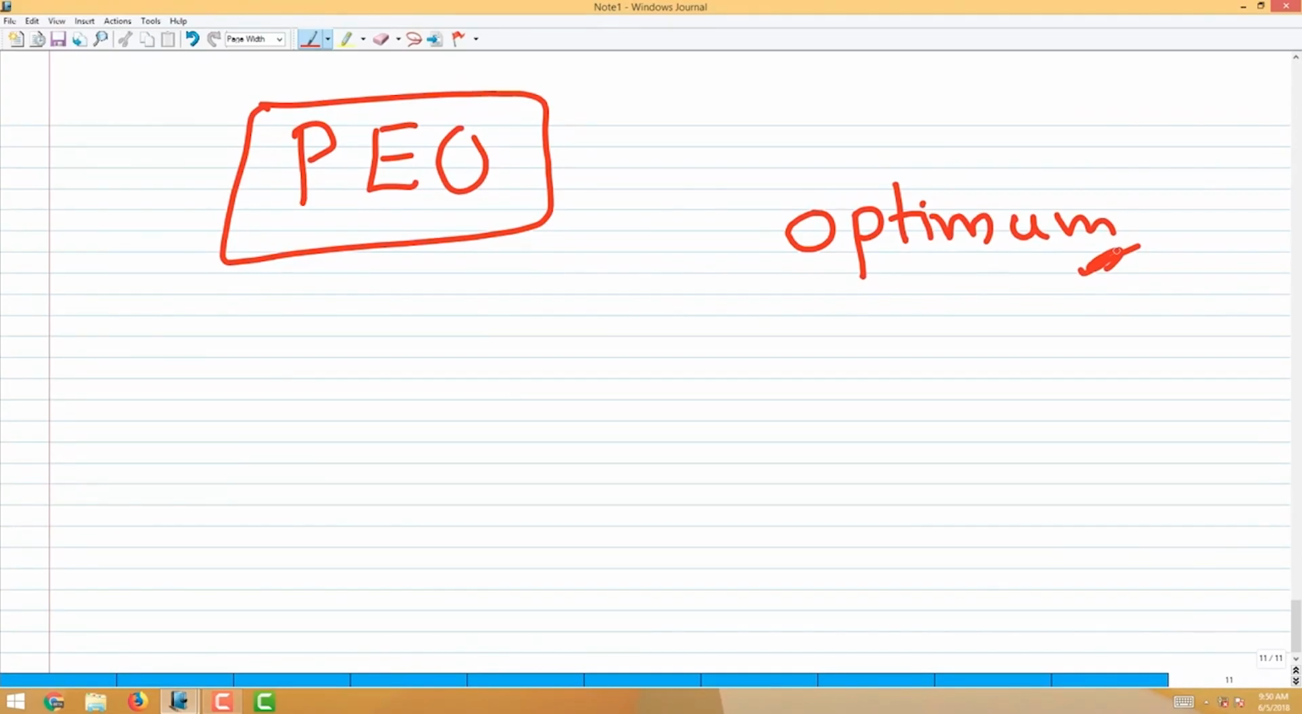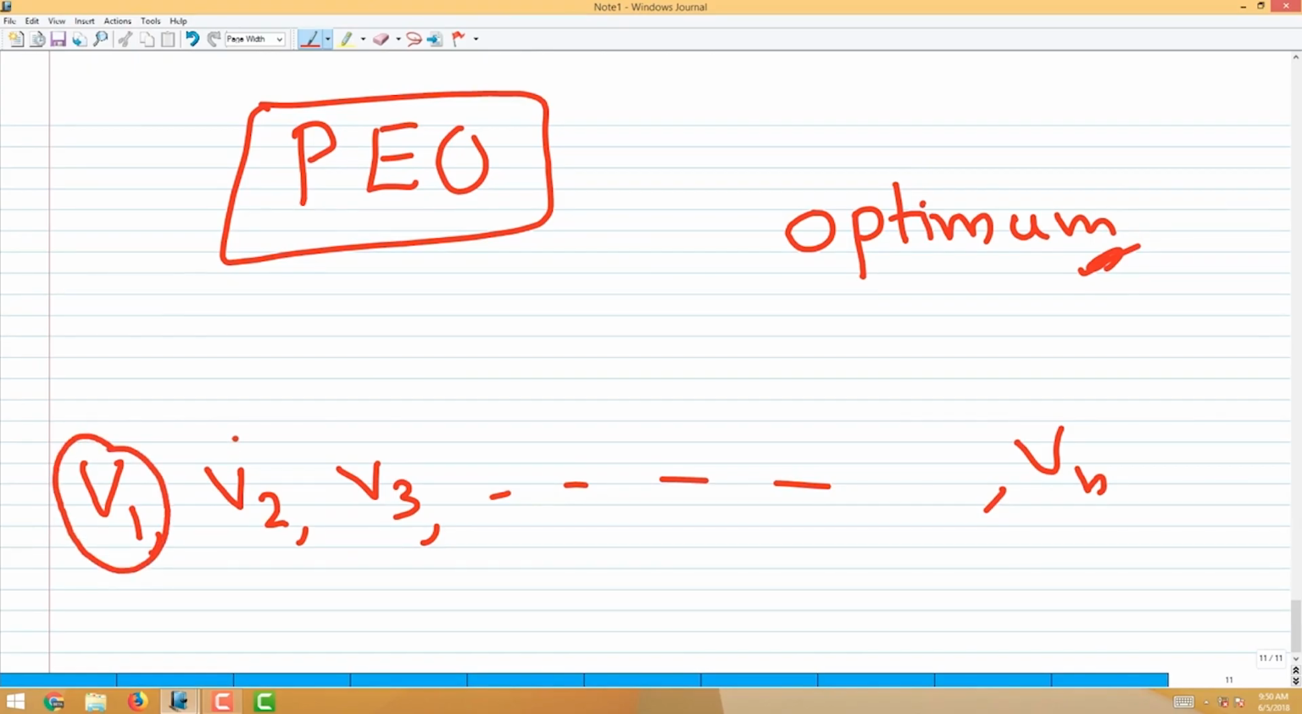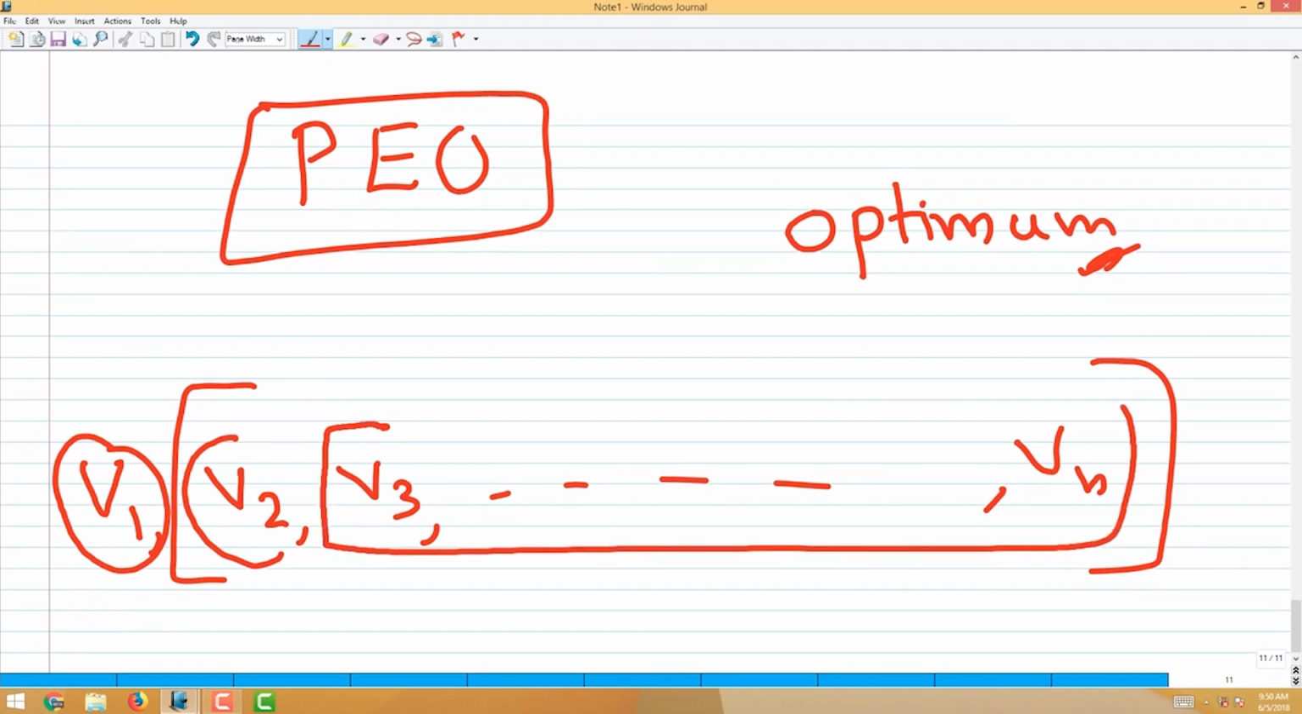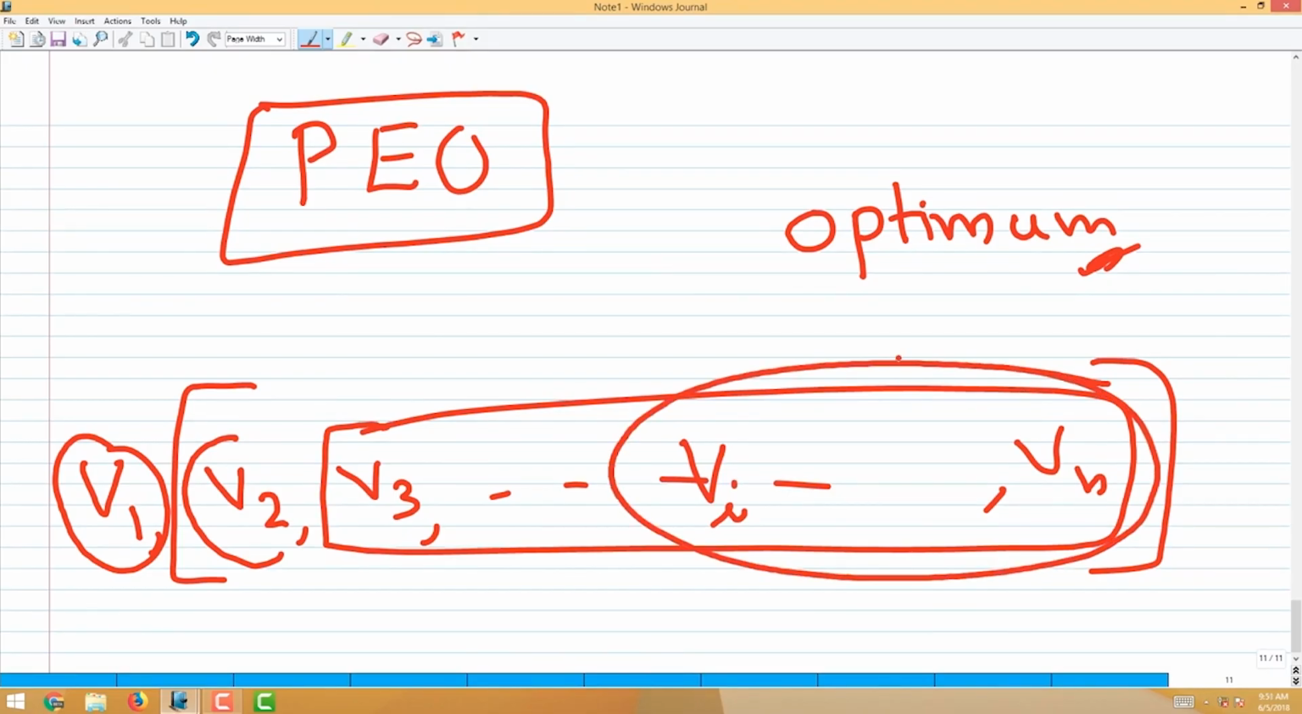So what I do is I order the vertex set V1, V2, V3, up to Vn. This is a perfect elimination ordering. V1 is the simplicial vertex, and V2 is a simplicial vertex in the graph induced on this part, and V3 will be a simplicial vertex in the graph induced on this part, and so on. Vi will be a simplicial vertex in the graph induced on this part, right? Now I start coloring from this end, the other end of the perfect elimination ordering.